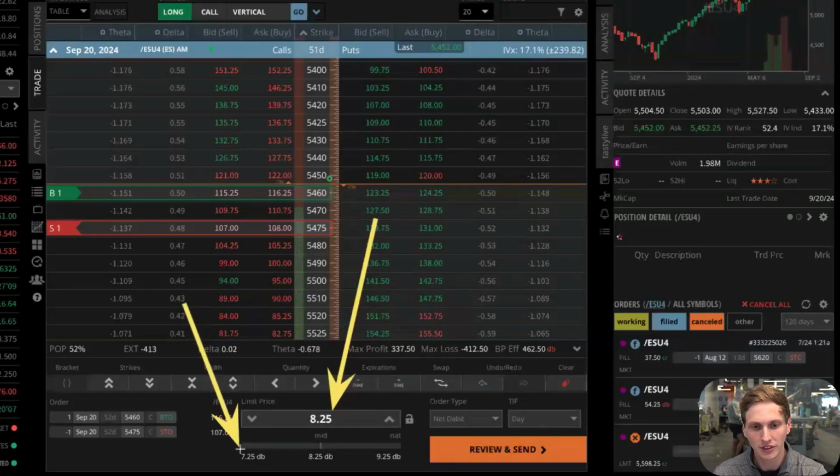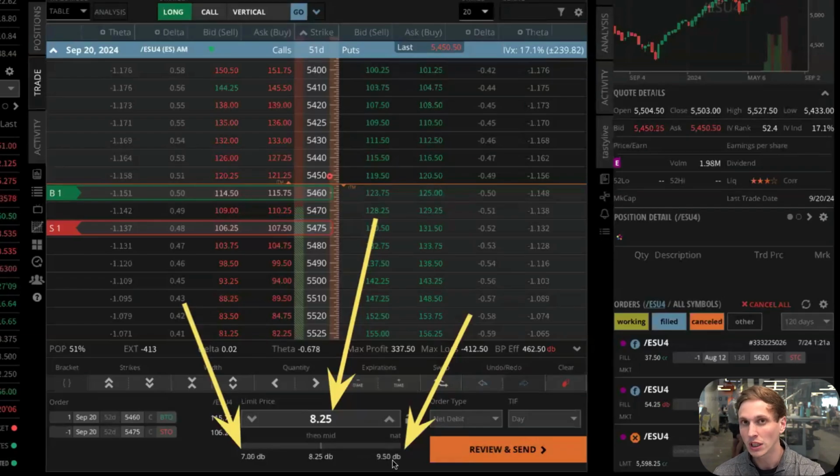But what's nice too is that if you look down here at the bottom, you're going to see the spread for this, or how wide this strategy is currently trading. Right now, it's about $2 or 2 points wide based on these options. So we can see that the mid price right now is 8.25.